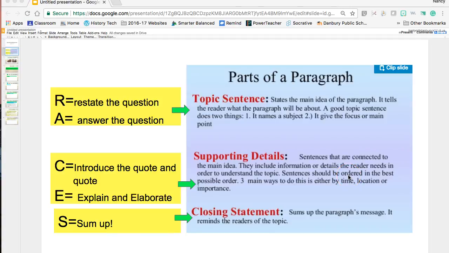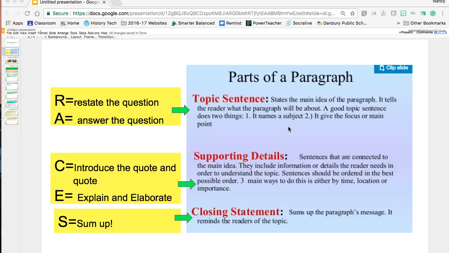Okay, so in this writer's workshop section, we are going to concentrate on one of the parts of the paragraph, specifically the topic sentence, which is in our RACES format. It's the R and the A, extremely important because it states the main idea of the paragraph. It's going to tell your reader when you write it what the paragraph will be all about.